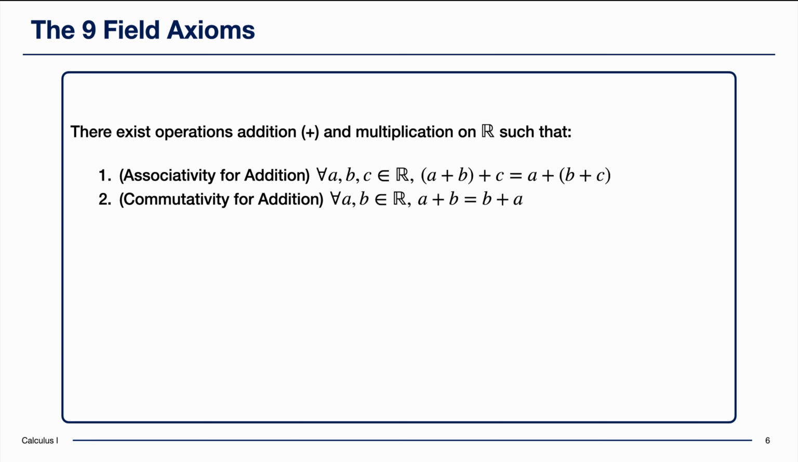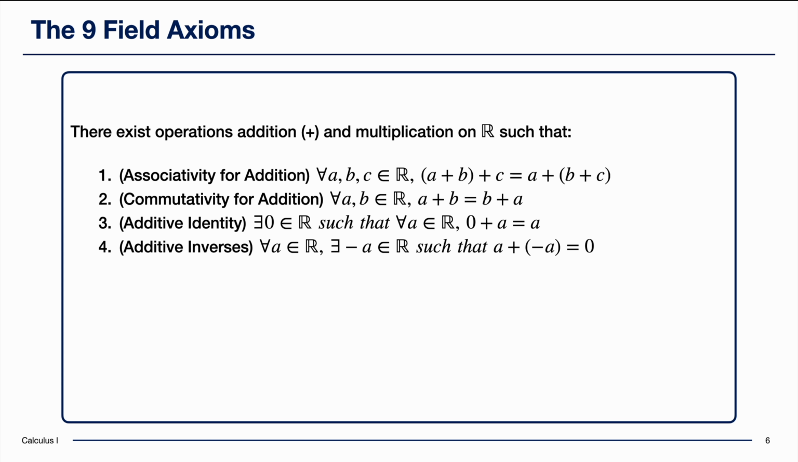We have commutativity of addition, which states that for all a, b in the real numbers, a + b is equal to b + a. In other words, it doesn't matter which order you add numbers, you'll get the same result. Next, we have the additive identity, which states that there exists a 0 in the real numbers, such that for all a in the real numbers, 0 + a is equal to a. In other words, if you add 0 to any number, you'll just get that number back. And then we have the additive inverses. For all a in the real numbers, there exists a negative a in the real numbers, such that a + (-a) is equal to 0.